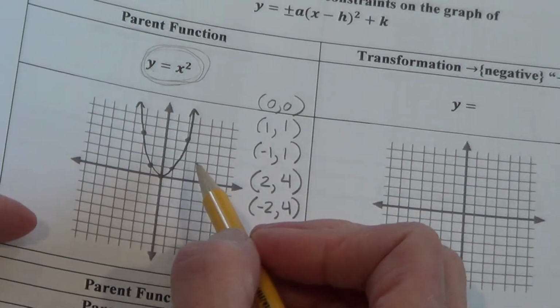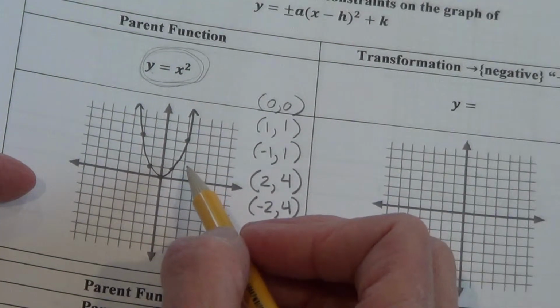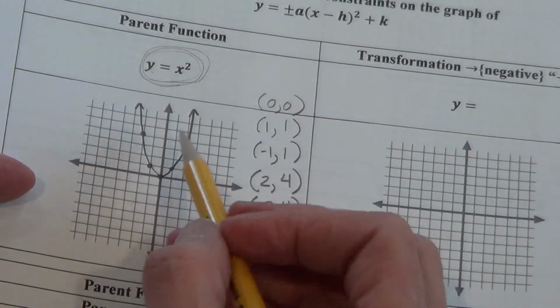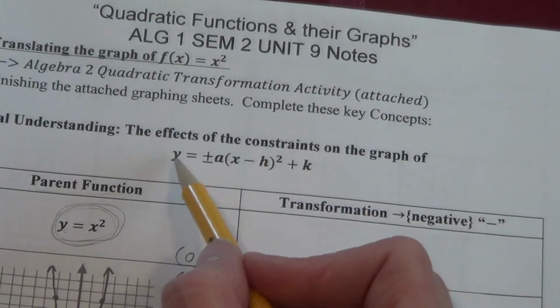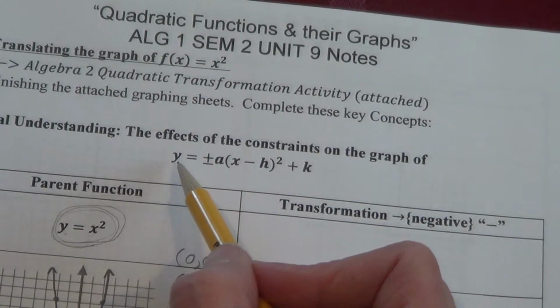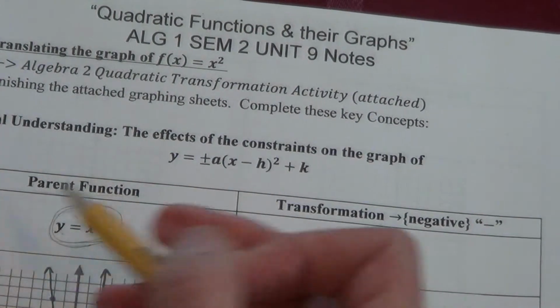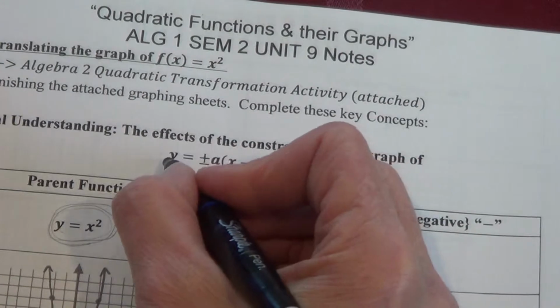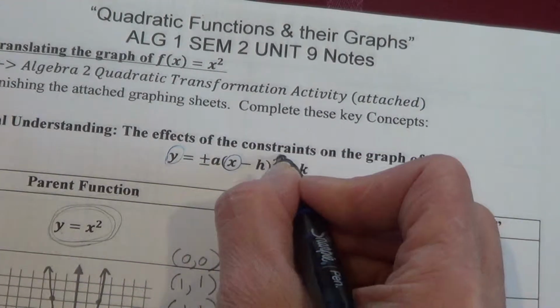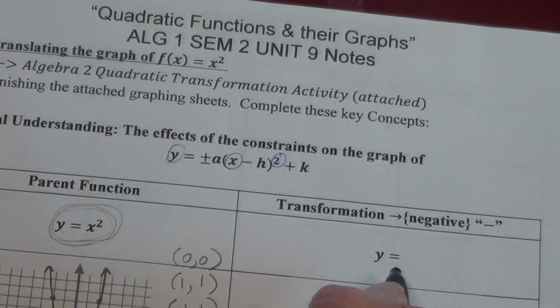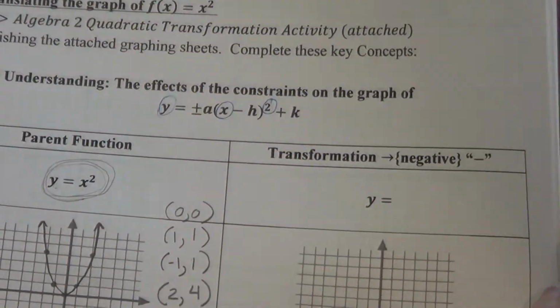Now, everything that we graph today will be a transformation of that parent graph. We're going to look at what other values do. See the parent graph in here? We have the y, and we still have the x squared, but we can place numbers in here that make some shifts to it.